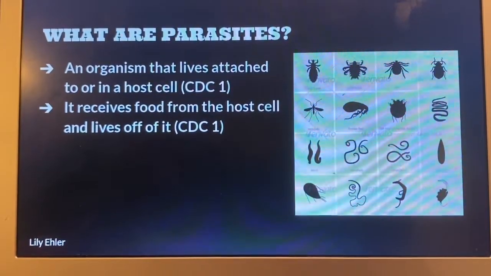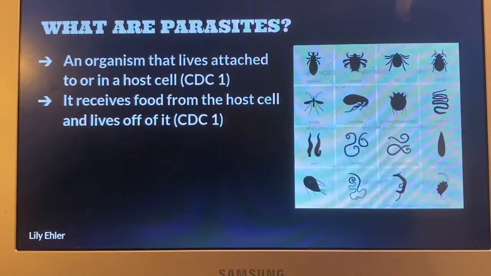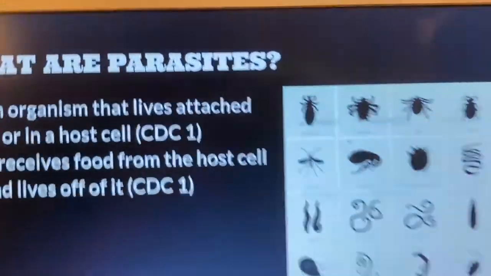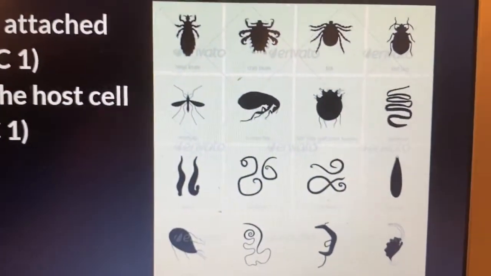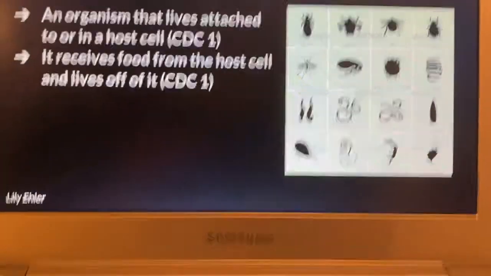They are organisms that live attached to or in a host cell, and they receive food from that host cell and live off of it for most of their life. And as you can see, there are many different shapes and sizes of parasites, so they may look like bugs or worms.